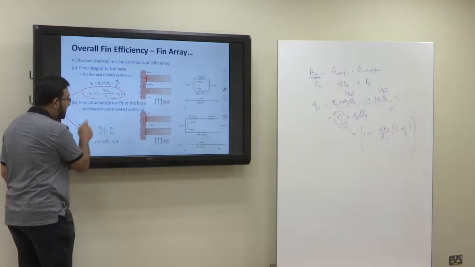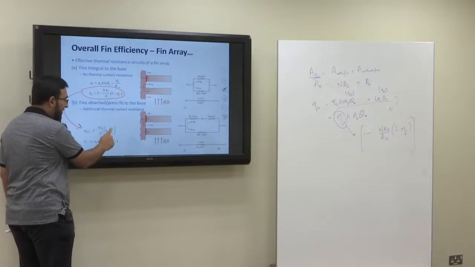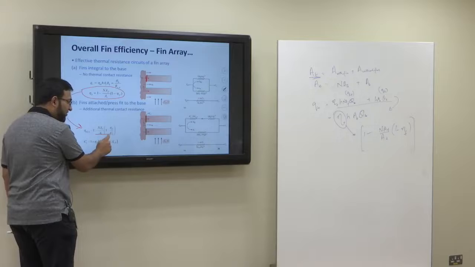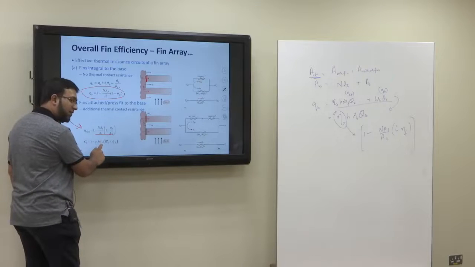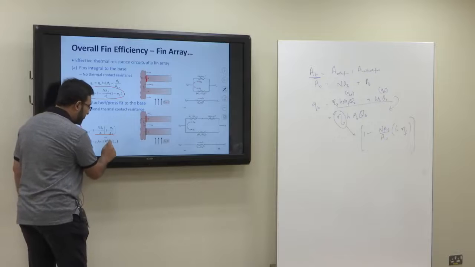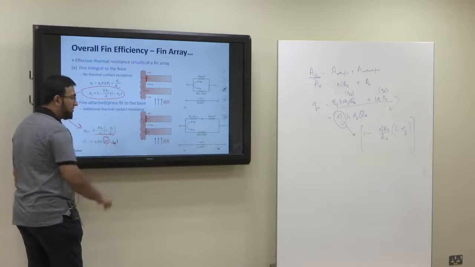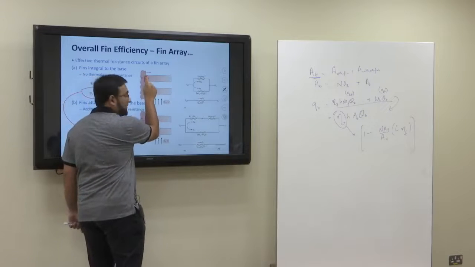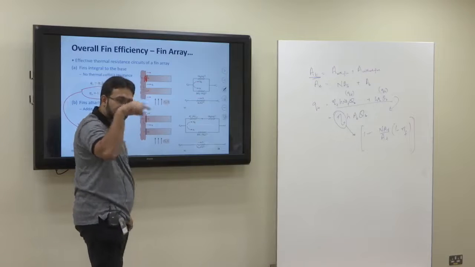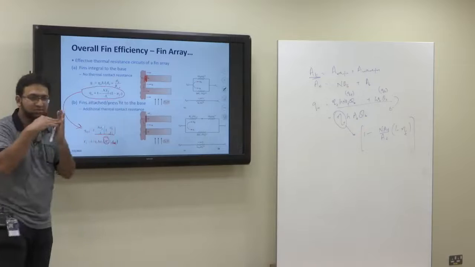So it's almost the same formula there, except that it was initially 1 minus eta f. Now it is 1 minus eta f upon C1, where C1 is 1 plus eta f h, area of a single fin, into contact resistance divided by ACB. ACB is what? Cross-section area of the base. That's this area. The cross-section area of the base, where the fin is attached.